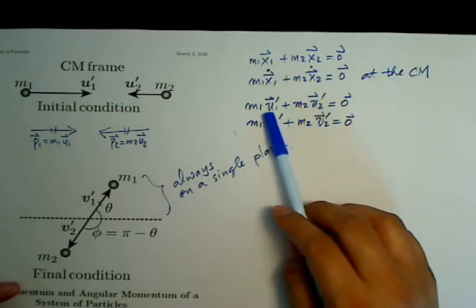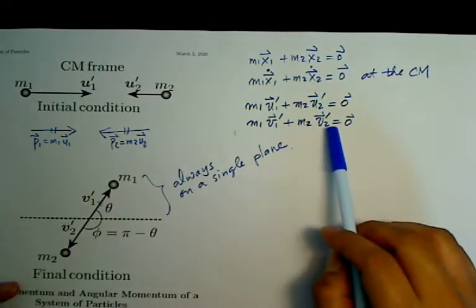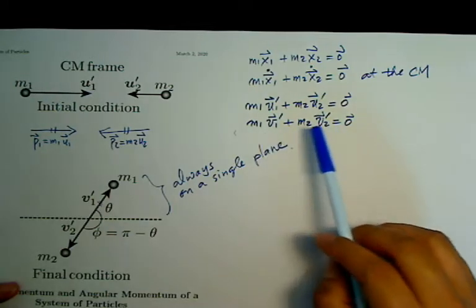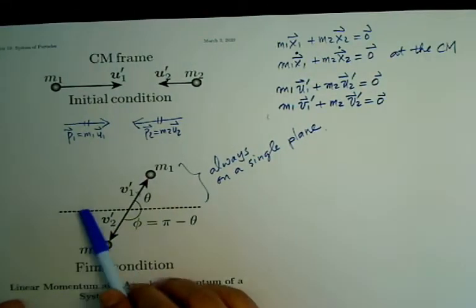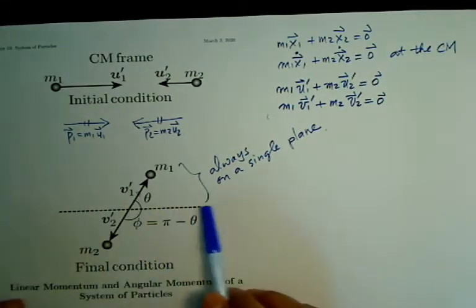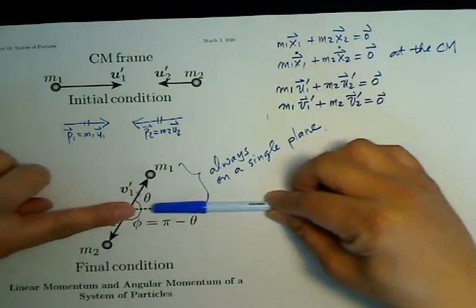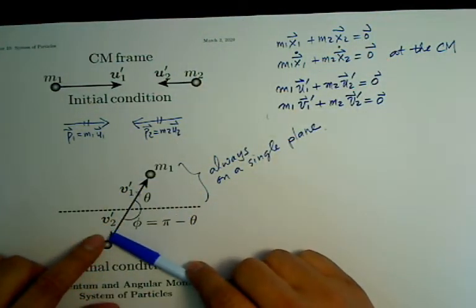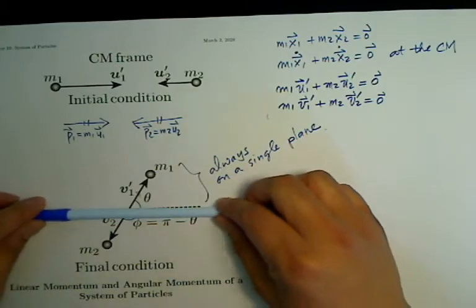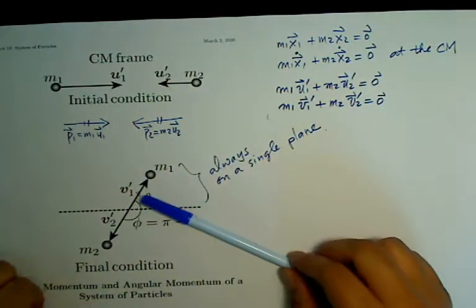This is the initial momentum before collision. These are v1 prime, v2 prime. These are the momenta of the two particles after the collision. So there is a straight line made of u1 prime and u2 prime, and another straight line made of v1 prime and v2 prime. Because we have two straight lines, we can always express the collision on a single plane.